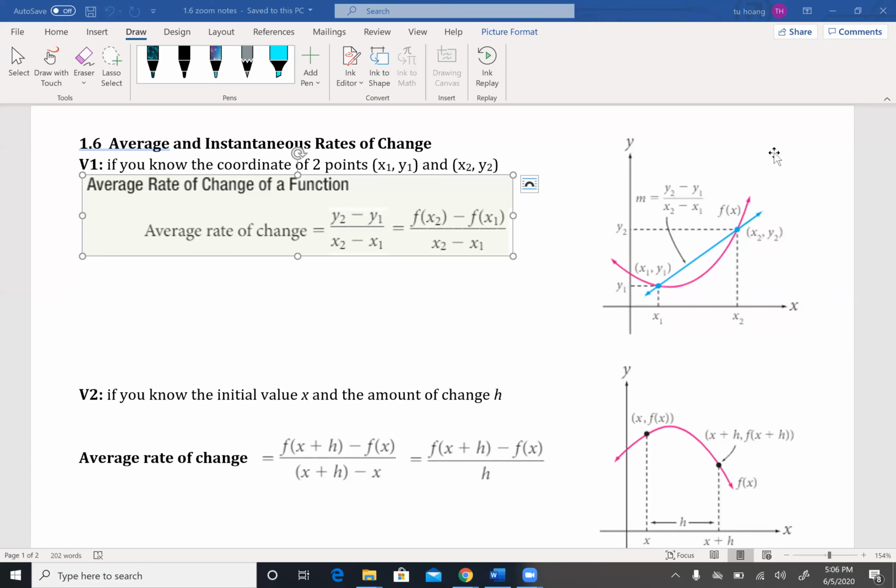Hi everyone. Today I'm going to talk about 1.6 Math 180 Business Calculus. This session is about average rate of change and instantaneous rate of change.